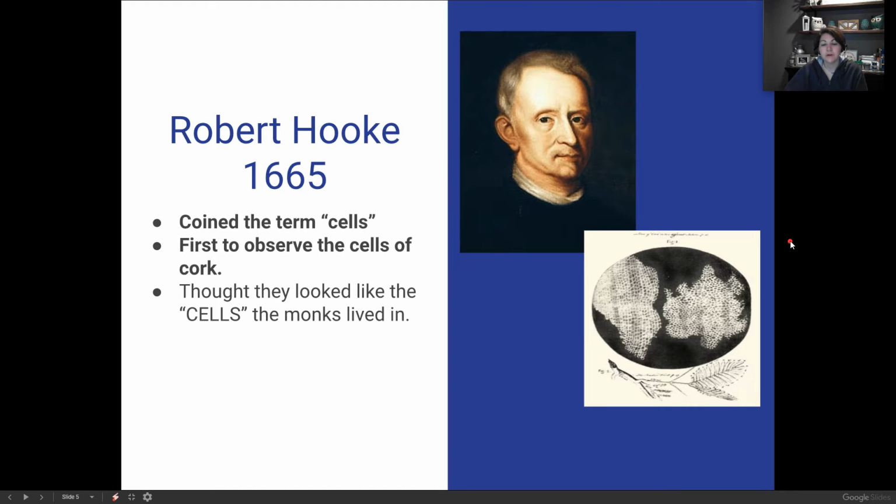He was followed, at the same time really, they were in communication with each other, by Robert Hooke. Robert Hooke, yet another scientist, was looking through his microscope at a thin slice of cork. When he saw the little circles that are really cells, it reminded him of the cells that monks live in. They were so repeated and looked like all the little cells that monks live in that he coined the term cells.